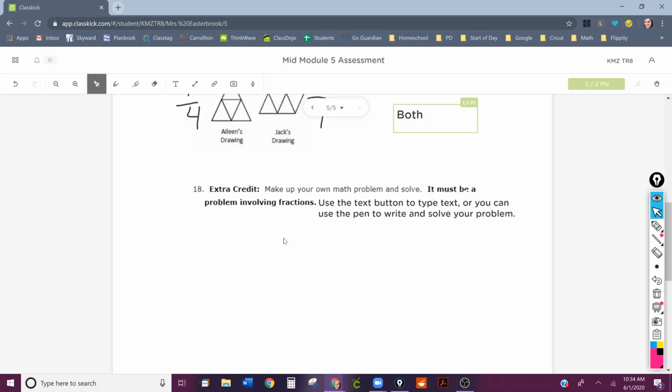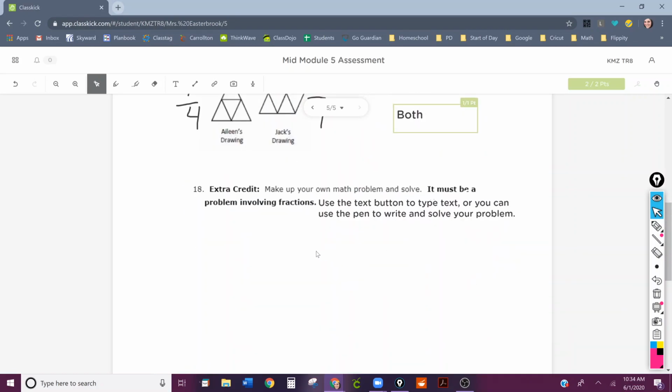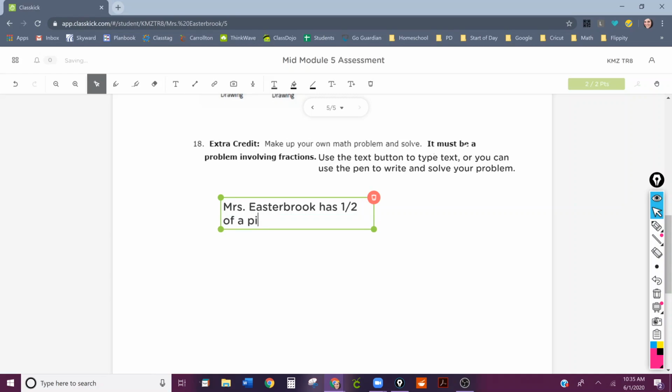So for any of you that didn't do some of the shading and the drawings, those were worth 3 points. So if you did the extra credit, you gained those points back. You can use the text button to type in a question. Okay, and then you can use the pen function to solve it.